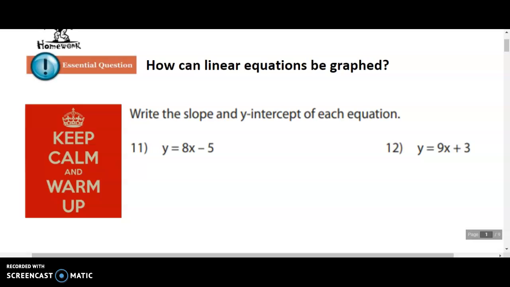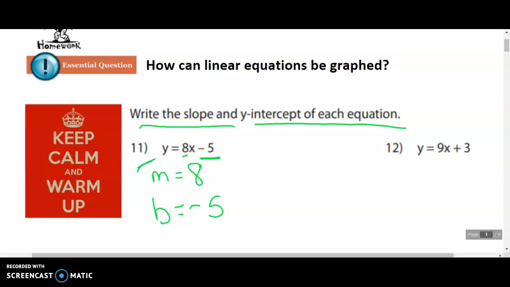Before we begin, let's talk about this warm-up where we want to write the slope and the y-intercept of each equation. So first, the slope of this equation is the coefficient of x, which is 8, and the y-intercept, written as b, is the constant, which is -5. Of course, remember, we're already solved. We're in the form y equals mx plus b.